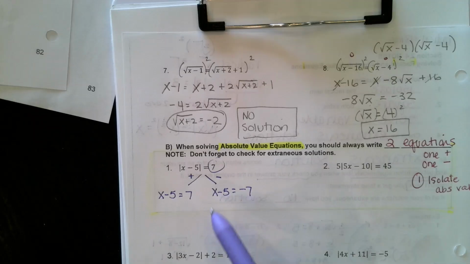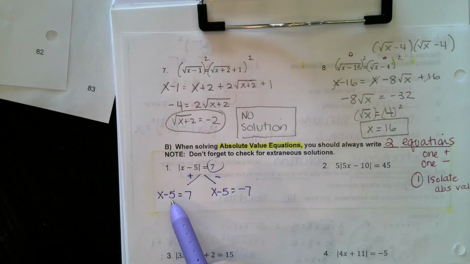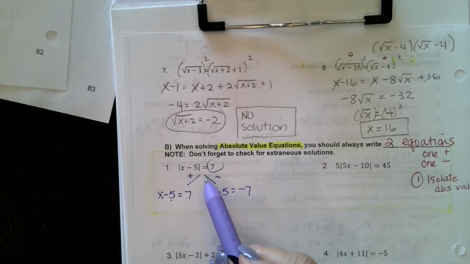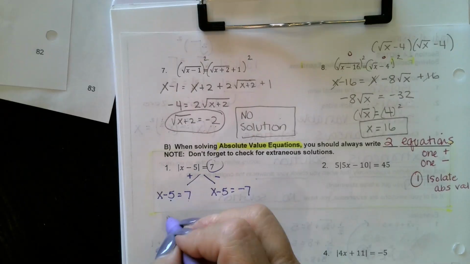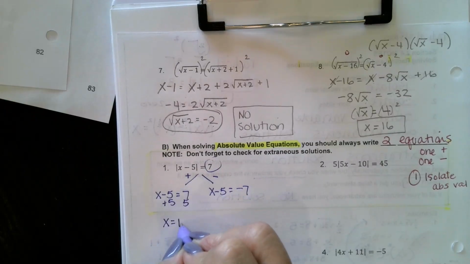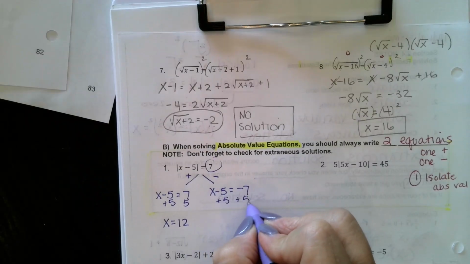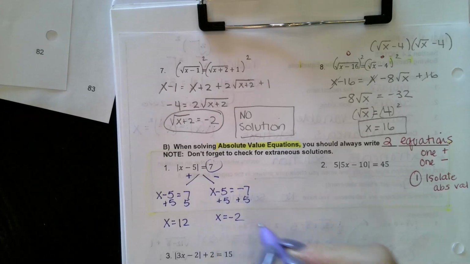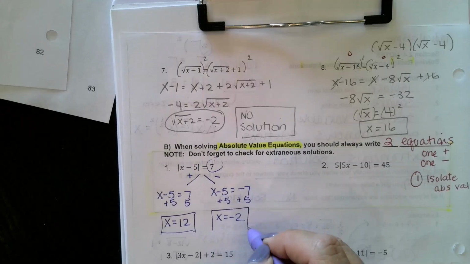Okay? So let me go over this one more time. I have this isolated. I drop my absolute value bars and I make it positive. That's my positive solution. My negative solution would be if this value is a -7. And now I solve it just as normal. So I'm going to add 5 to both sides, and I would have that x equals 12. And over here, I'm going to add 5 to both sides, and I have x equals -2. So here are my two solutions. X equals 12, x equals -2.